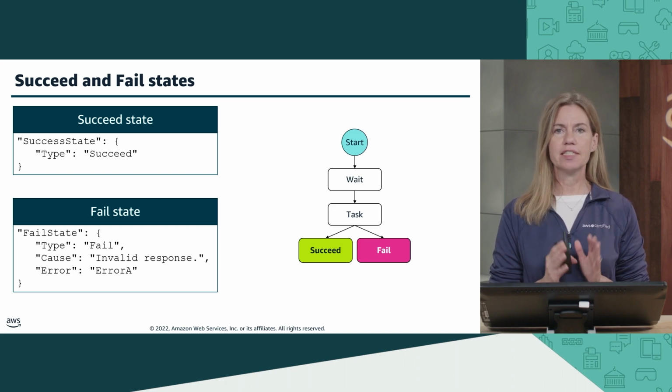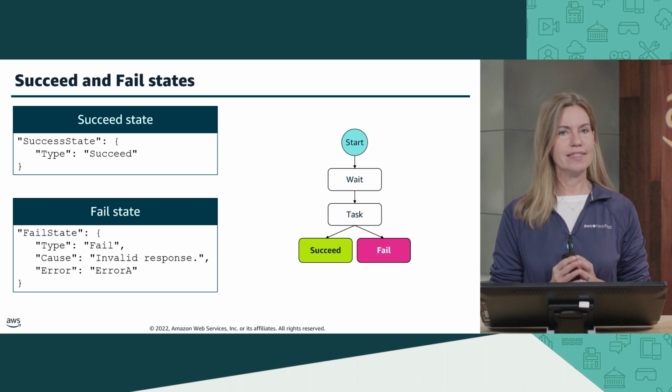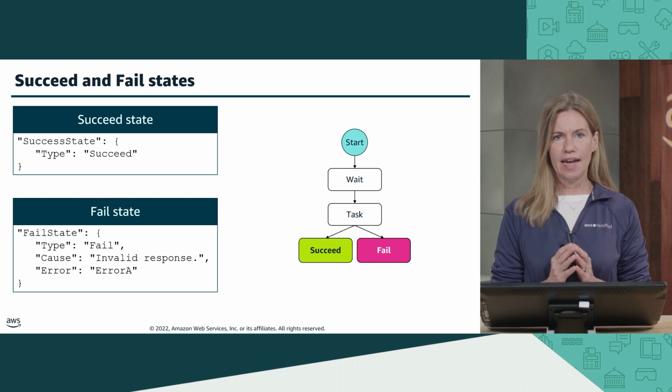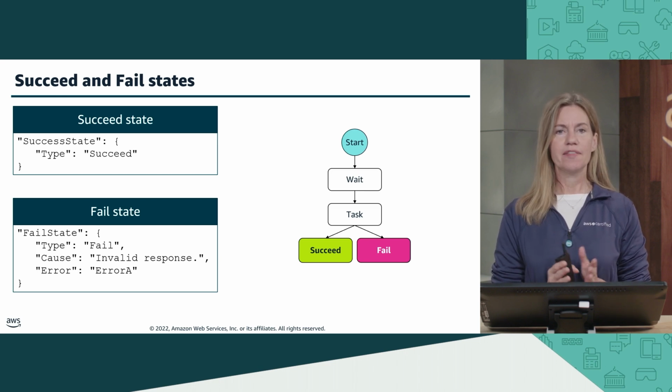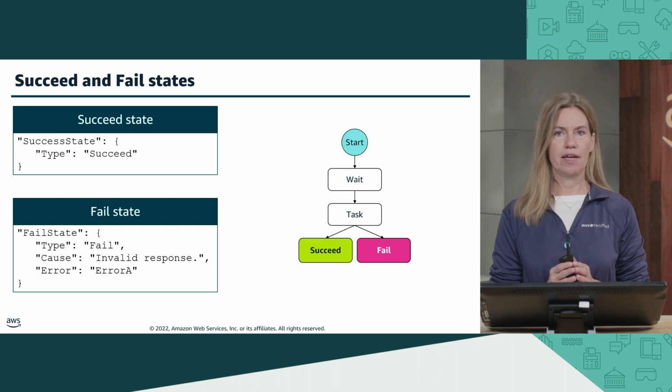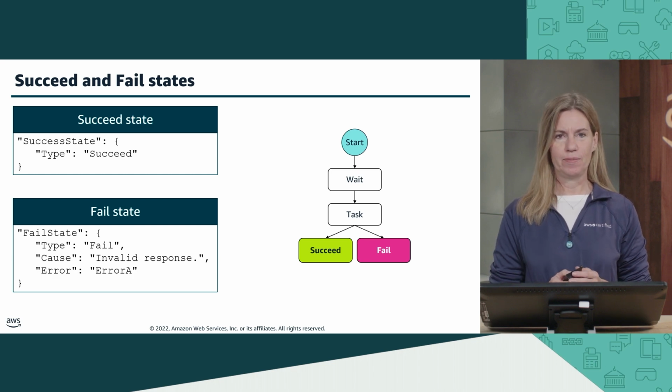A fail state stops running the state machine and marks it as a failure. The fail state requires the type field, which specifies the state's type. In addition, the fail state allows the optional cause and error fields. The cause field provides a custom failure string that can be useful for operational or diagnostic purposes. The error field provides an error name that can be used for error handling, operational or diagnostic purposes. Because fail states always exit the state machine, they don't have a next field, and they don't require an end field. The slide provides an example.